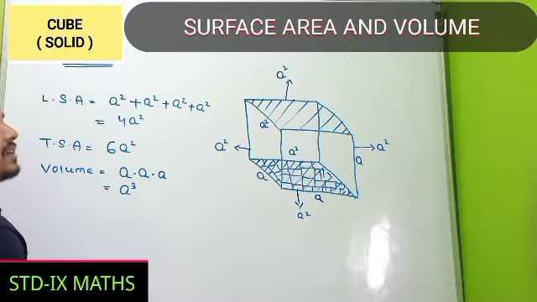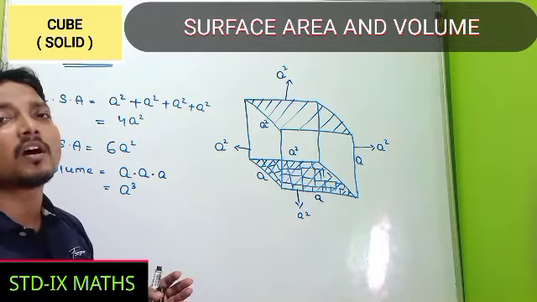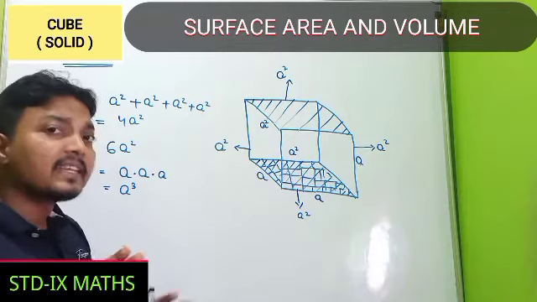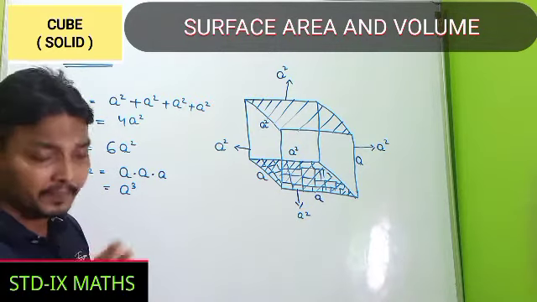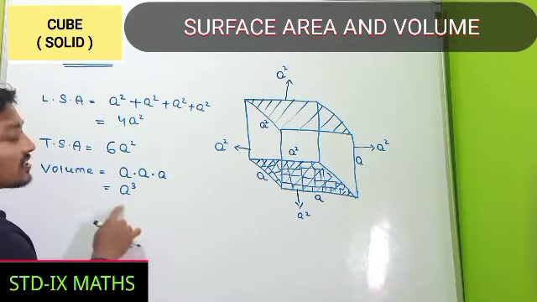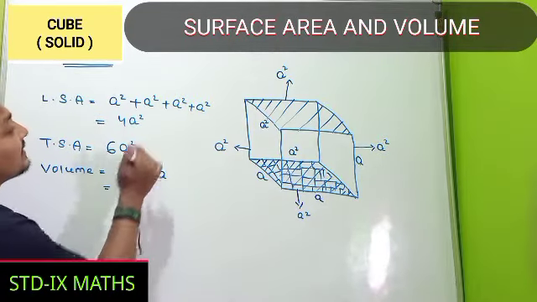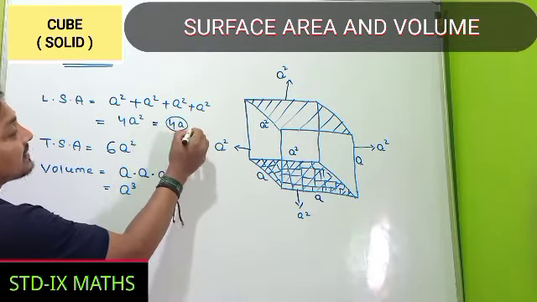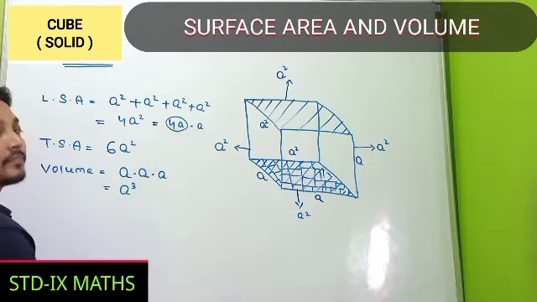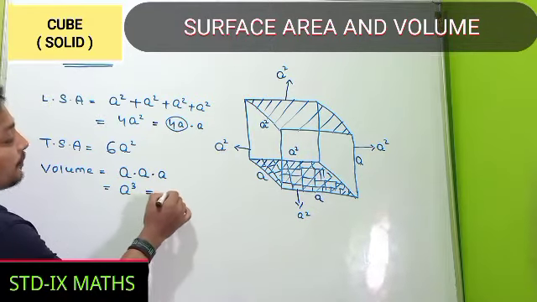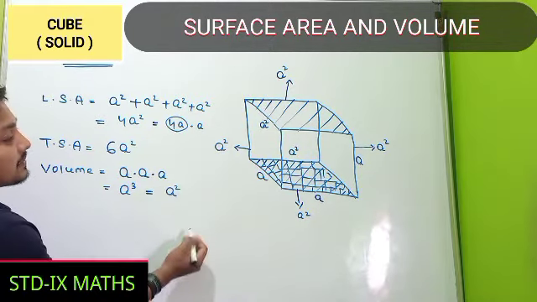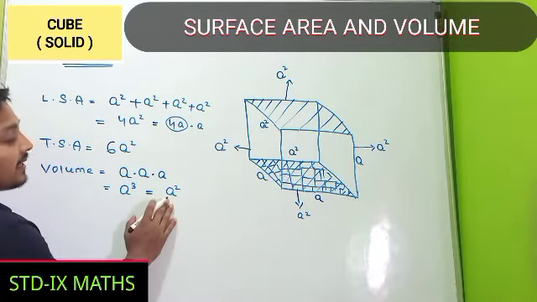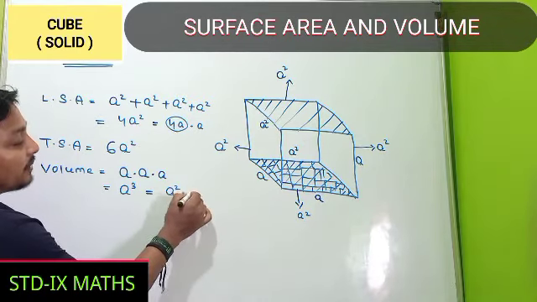Otherwise remember, as I said when I discussed the rectangular box, lateral surface area has a connection with the perimeter, and volume has a relationship with the area of the base. See, 4A square means 4A is the perimeter of the base along with the height, and A cube means area of the base. The base is a square, its area is A square, and the height is A.